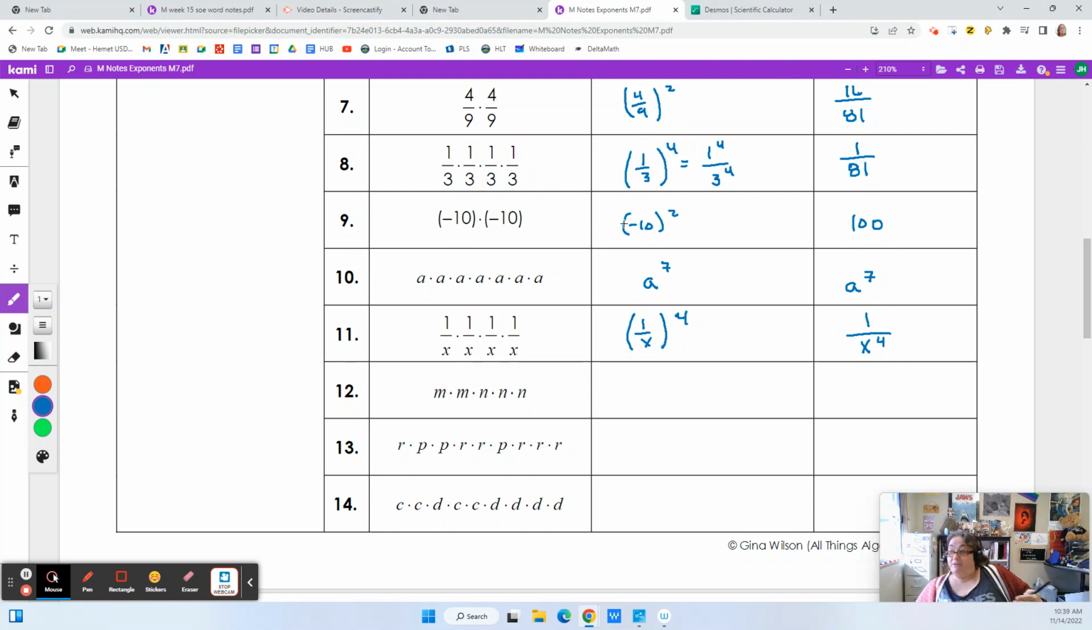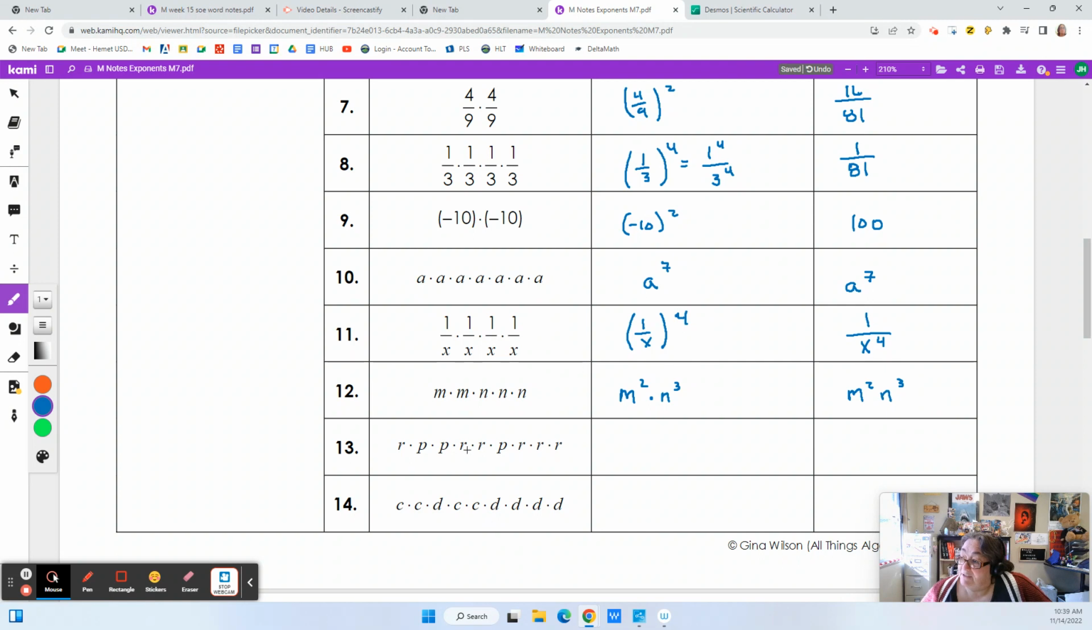This one, as we move down, look at this. We have M's and N's. How many M's do we have? How many M's do I have? 2. I saw that, Caitlin. How many N's do I have? 3. So I can't bring these together. This is just M squared N to the 3rd.